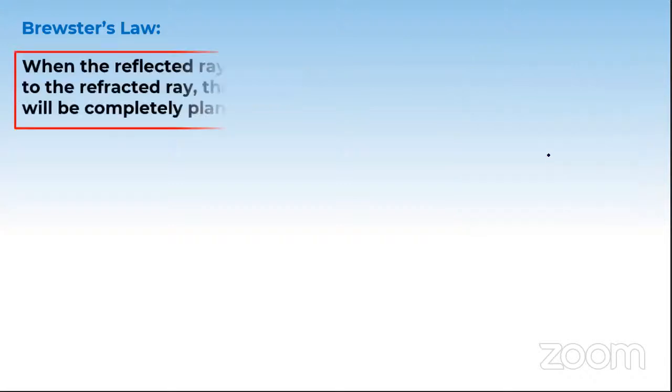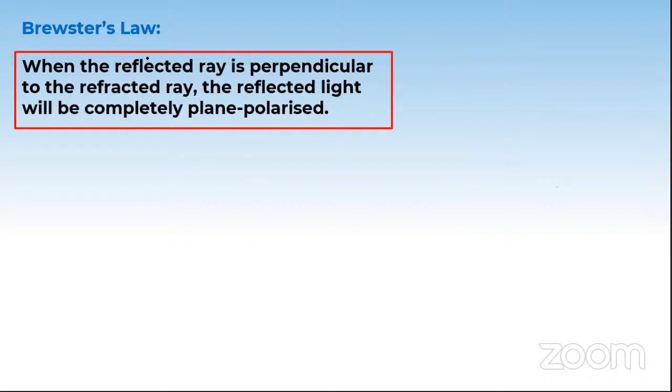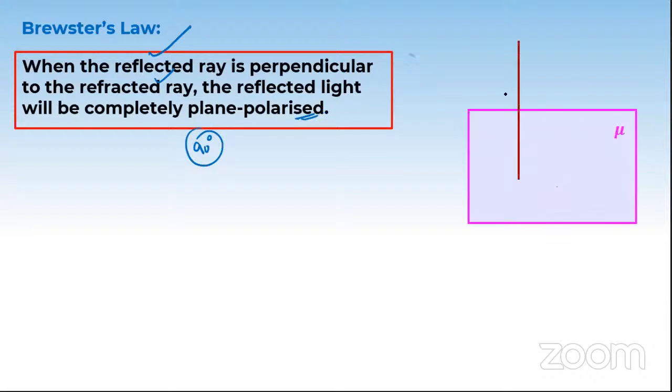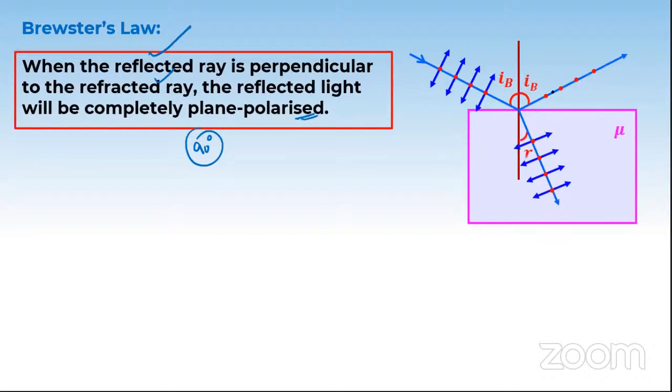But there is a special situation, which is when the reflected ray is perpendicular to the refracted ray. That means if the angle between them is 90 degrees, then the reflected ray will be completely plane polarized. So notice here, the incident light hits the surface. Now it is getting partially reflected and partially refracted. And when the angle between the reflected ray and the refracted ray is equal to 90 degrees, I get completely polarized light.